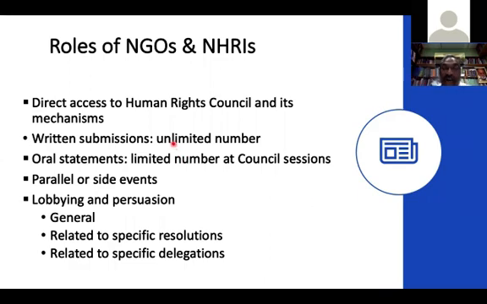So these written submissions are for that in the Human Rights Council. But you should make it well, you should make it true, you should make it accurate. Oral statements are also possible. You can take the floor. You can speak for one person. You can speak for several organizations together. But you have to be accredited to enter those places.